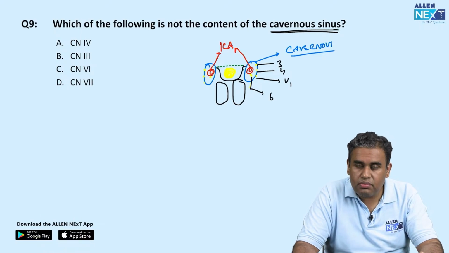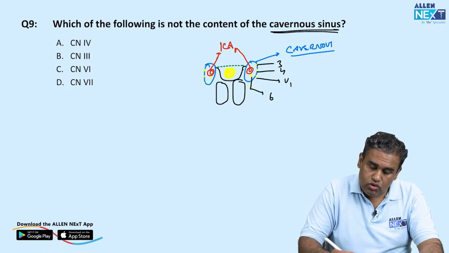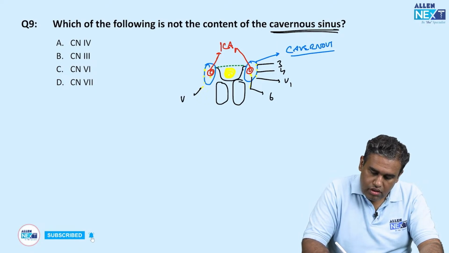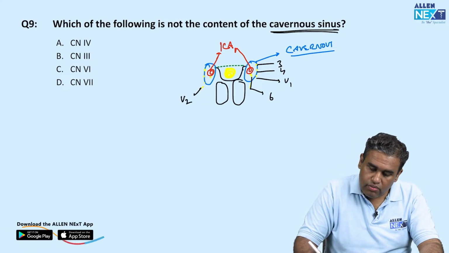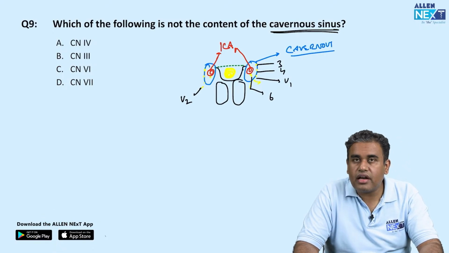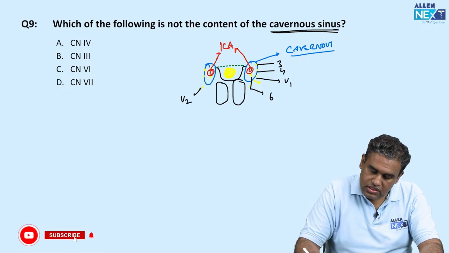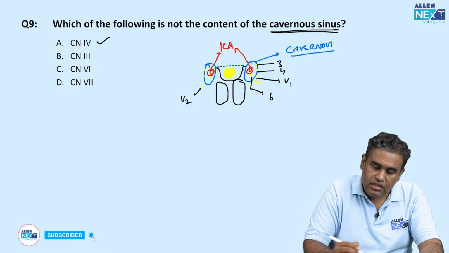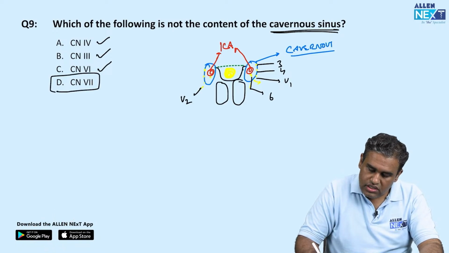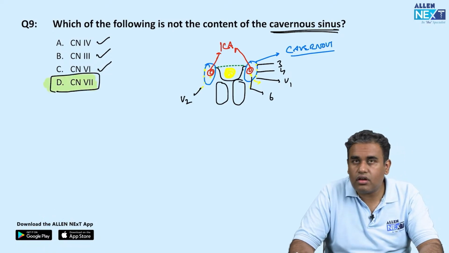Right? Now you should know the basic anatomy of this. V2 might also be present, that is the maxillary division. It might or might not. It might be over here, it might be slightly lateral to it. But we know this basic idea. So if you look at the options, cranial nerve 4 is present, yes. 3 is present, 6 is present, yes. 7 is not present. 7 is not related to the cavernous sinus at all.